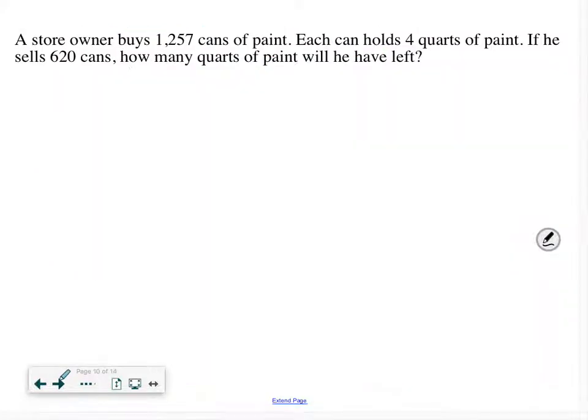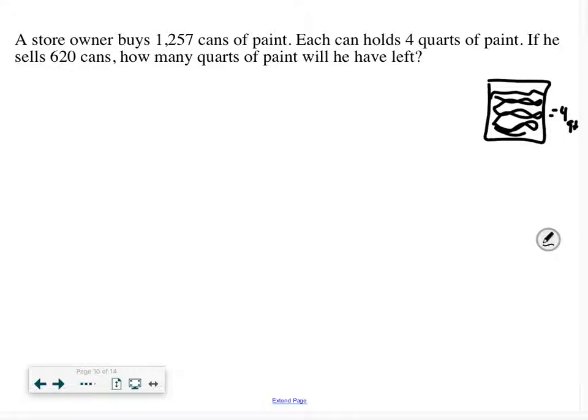All right, moving on. A store owner buys 1,257 cans of paint. It's a lot of paint, so I'm picturing lots of cans of paint. Each can has 4 quarts of paint. So I'm picturing a can of paint, and inside this paint thing, this is all the paint, this equals 4 quarts, okay? If he sells 620 cans, so he's selling something, how many quarts of paint will he have left?